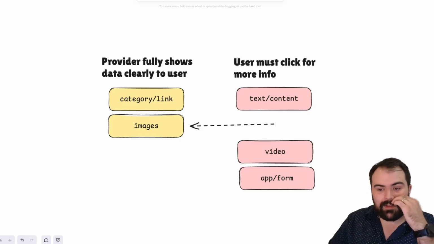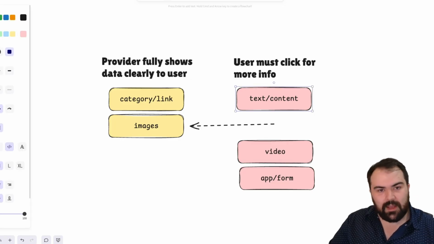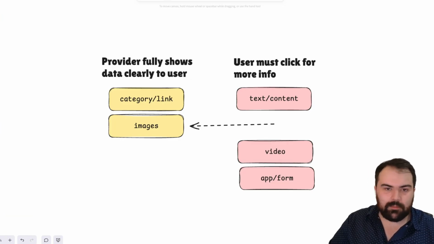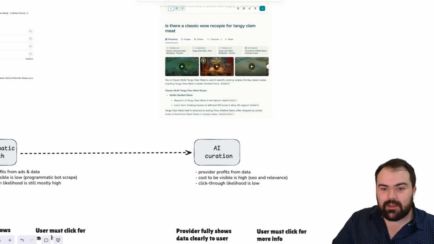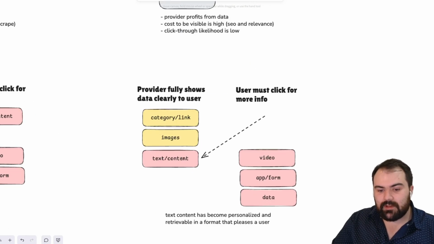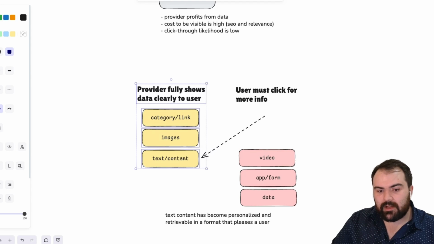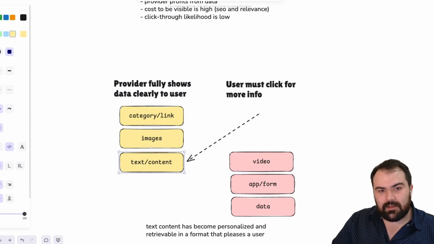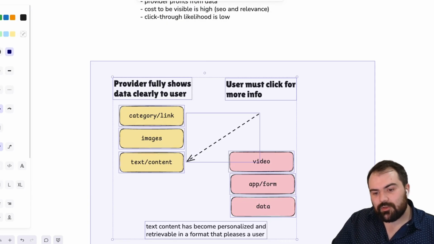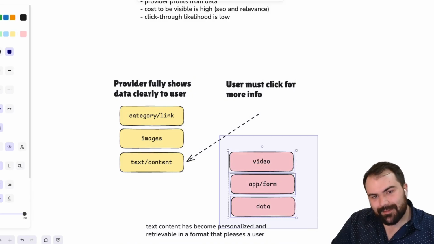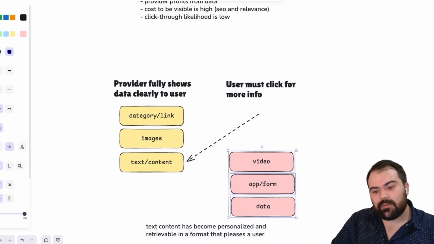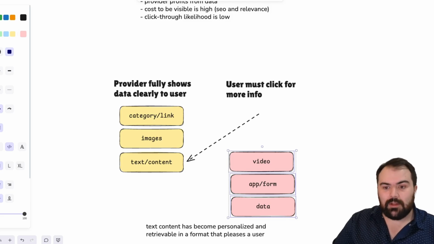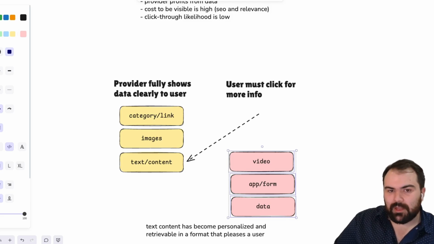Additionally, users have to click through for information for text, the content, for videos, for apps. Those are still things that they have to click through. What this AI curation has done is it's shifted text and content over to being something that the provider can fully show. Now you don't need to click through to get the content. And that's a huge shift. But it is still true that there's a lot of forms of information that do still require a click through and are still interesting to click through to see. And I think that's still going to remain true for quite a while.